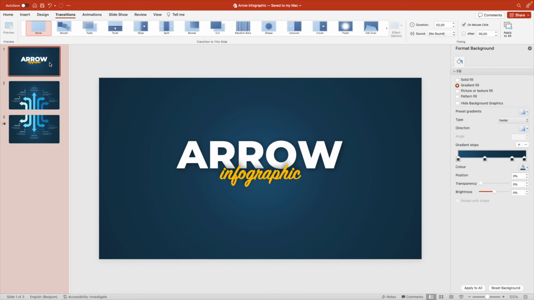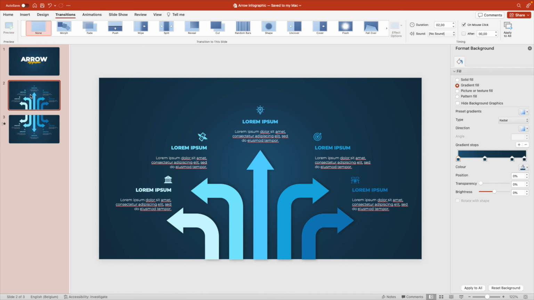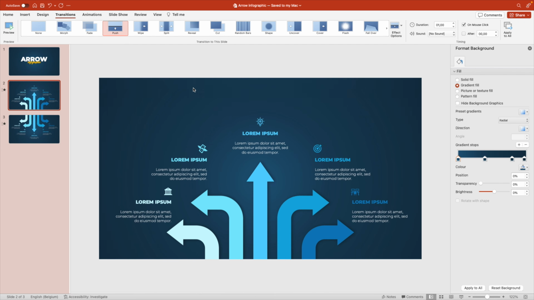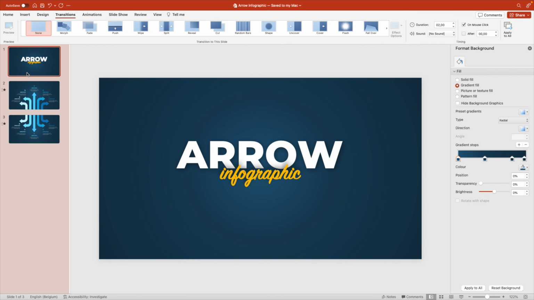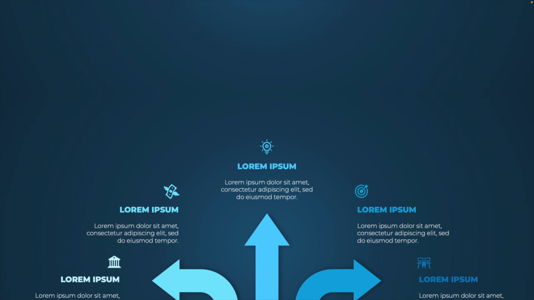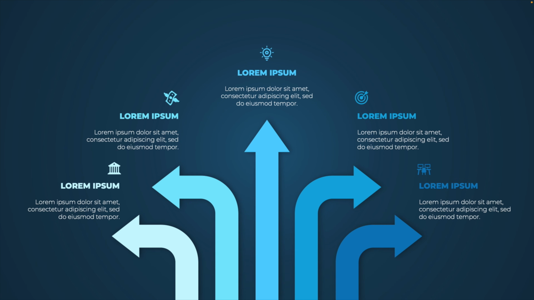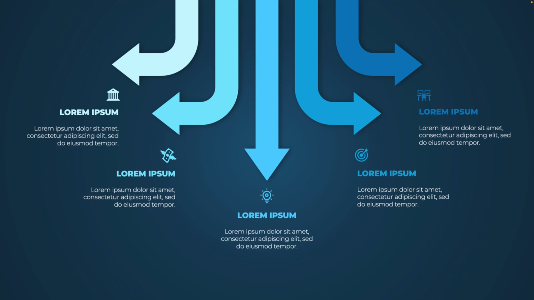In between those slides you can also add a transition, so on the second slide, push transition. Let's also give this 2 seconds. And now let's preview. And now you know how to make this beautiful arrow infographic in PowerPoint, including the positive side of the arrows and the negative side of the arrows as well.